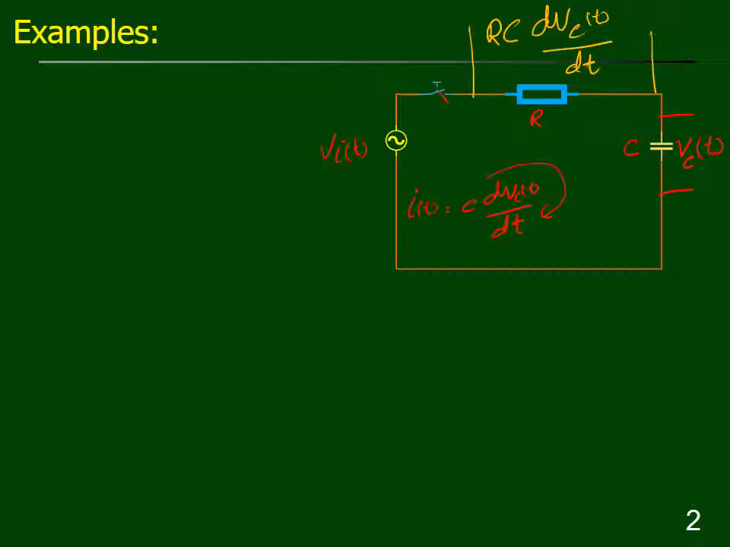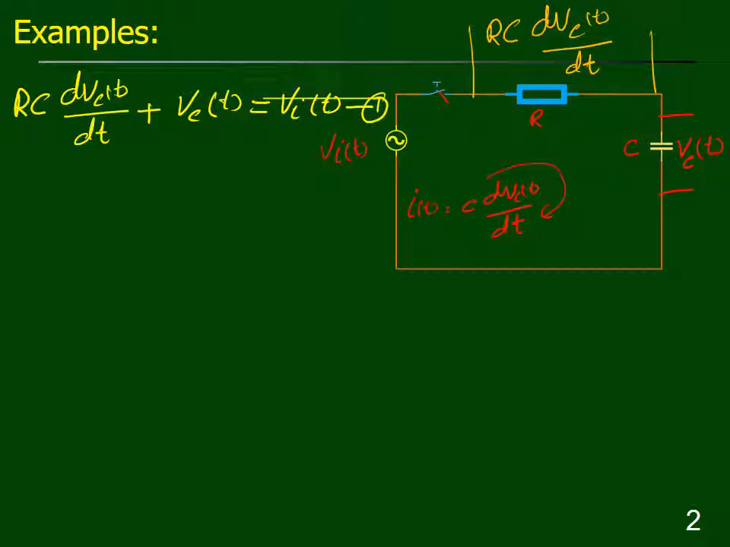According to Kirchhoff's voltage law, the sum of the voltage across the resistor and capacitor in this circuit is equal to the input signal. So R C dVc(t), the voltage across the resistor, plus voltage across the capacitor is equal to the input voltage signal. In this equation, all the signals are in time domain. The initial condition Vc0 is equal to 0. This means when we close the switch, the capacitor was completely discharged. Therefore, the voltage across the capacitor at the closing time of the switch was 0.